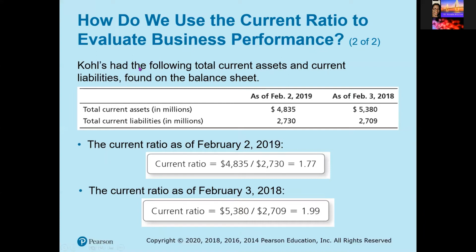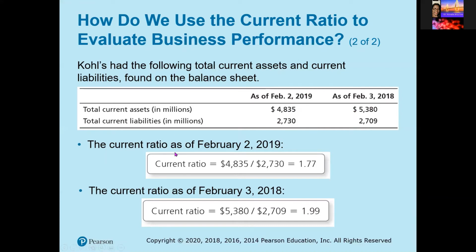So here's the company Kohl's with their total current assets and their current liabilities. Of course, this is in millions. On February 3rd, 2018, the current assets were over 5, but in 2019, they decreased. In 2018, liabilities were at 2.7. And here you see the liabilities have increased.